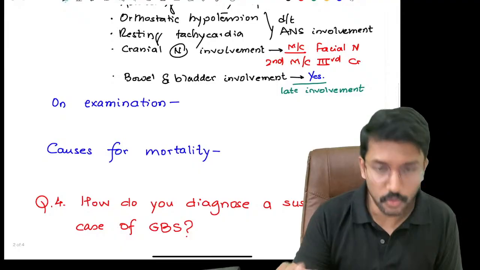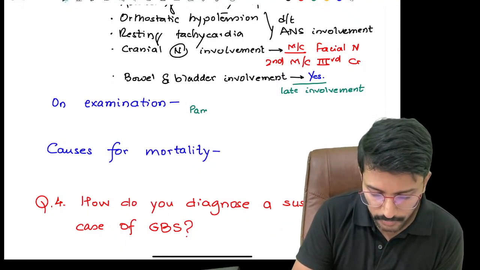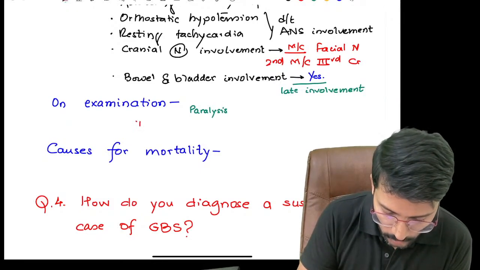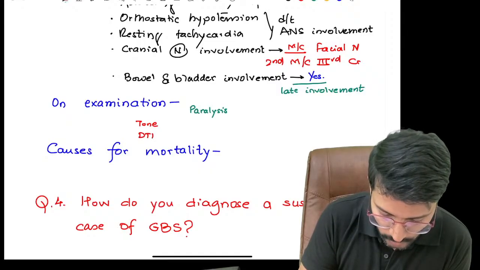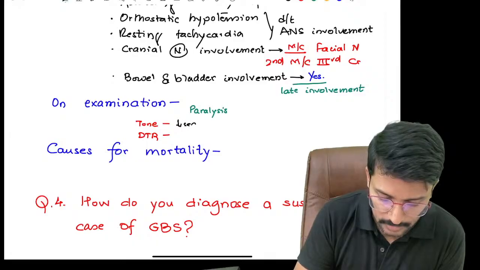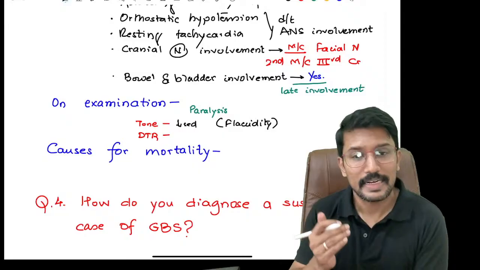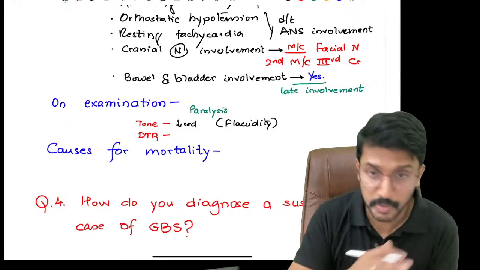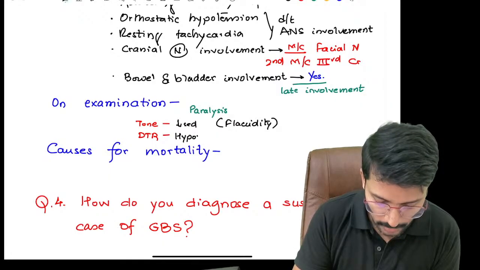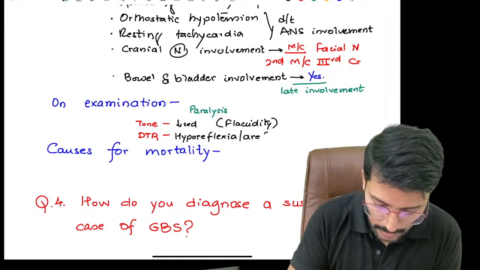Okay, so on examination, what all will we be looking for? As we know, this patient will have paraplegia. On examination, we will look for the deep tendon reflexes and the tone, right? So when we look at the tone, what will we find and what will happen to the deep tendon reflexes? As we just know, the tone will be reduced. So what do we call it? Flaccidity. And deep tendon reflexes will be diminished, and may even be absent if the disease is severe. So what should we call it? Hyporeflexia or areflexia.